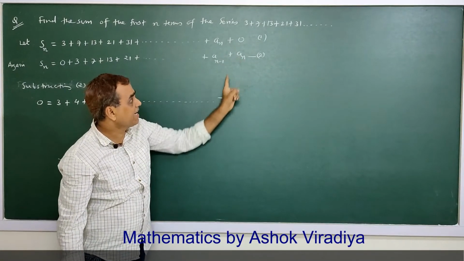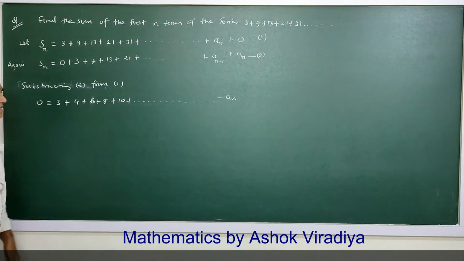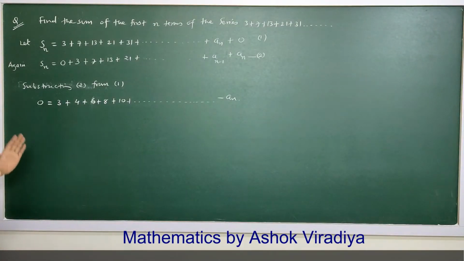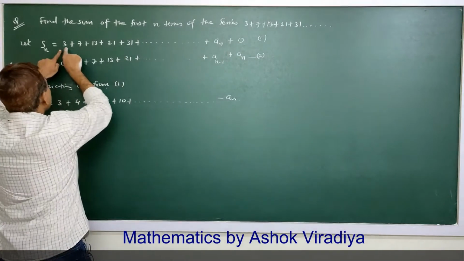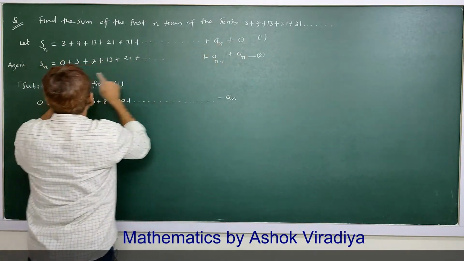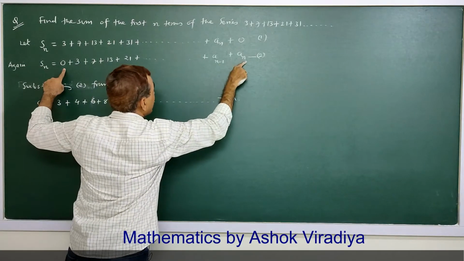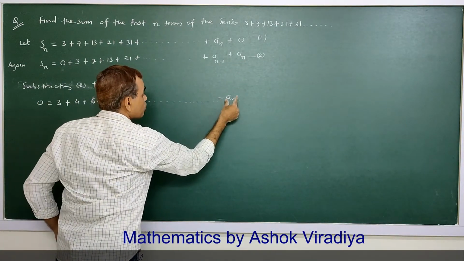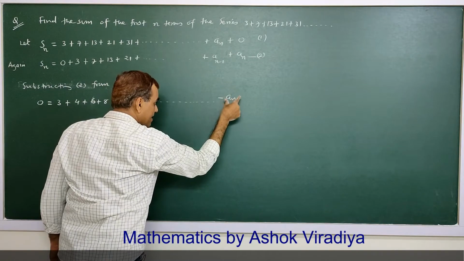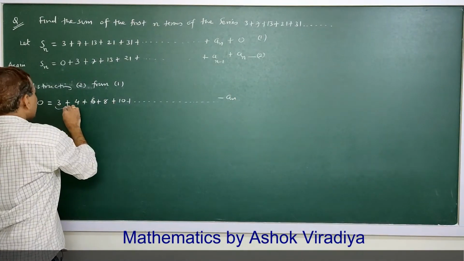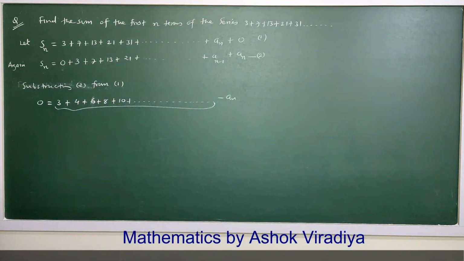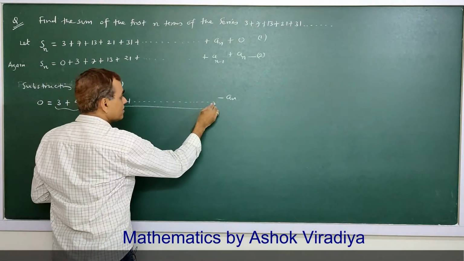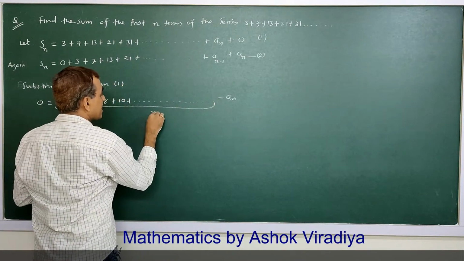0 minus an is minus an. So say, including 0, these are n plus 1 terms. So this is the n plus 1th term. So these are n terms, the number of terms till this term. These are n terms.